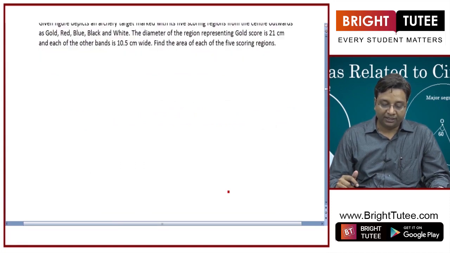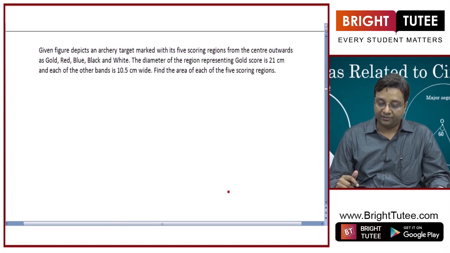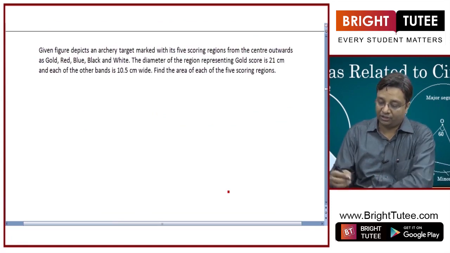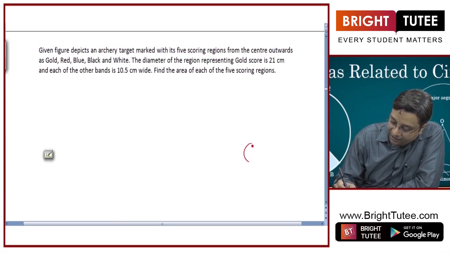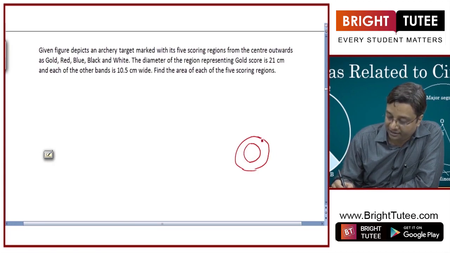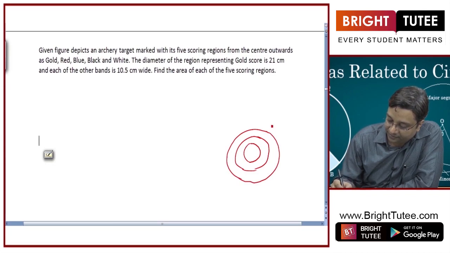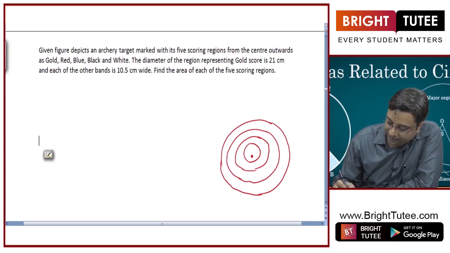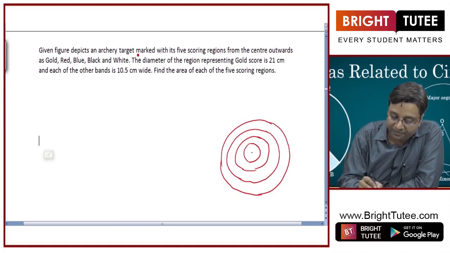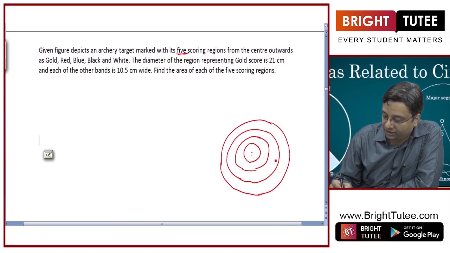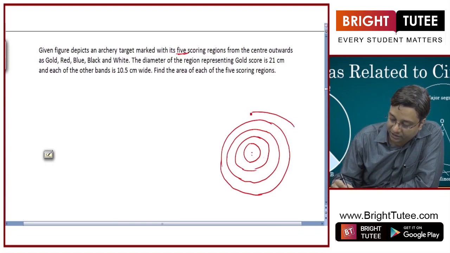Now there is a figure that depicts an archery target marked with its 5 scoring regions. What kind of figure will be there? There is an archery target like this. There is a smaller inner circle, then there is an outer circle, then there can be another circle, then another circle. And what is given about these circles? These are 5 scoring regions, 1, 2, 3, 4, and there is a 5th scoring region.